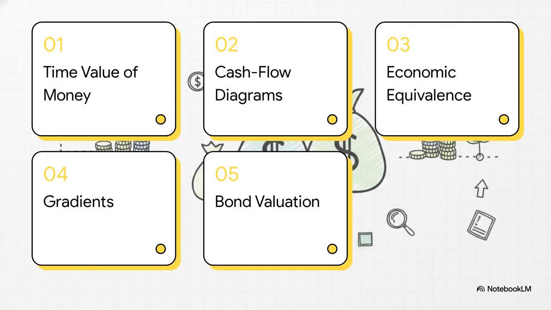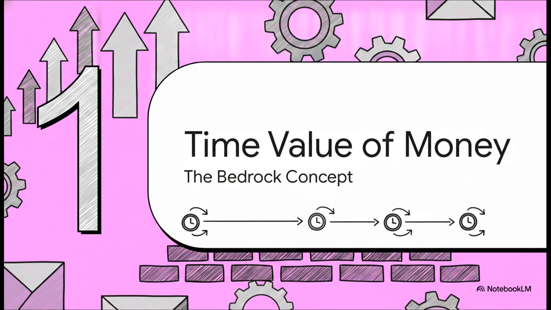Here is our game plan for this explainer. First, the time value of money. Second, mapping money with cash flow diagrams. Third, determining economic equivalence. Fourth, arithmetic and geometric gradients. And finally, number 5, real-world bond valuation. All right, let's jump right in with Section 1, the time value of money.